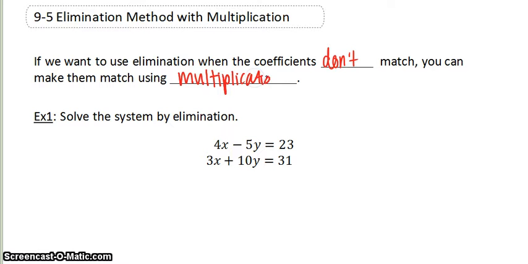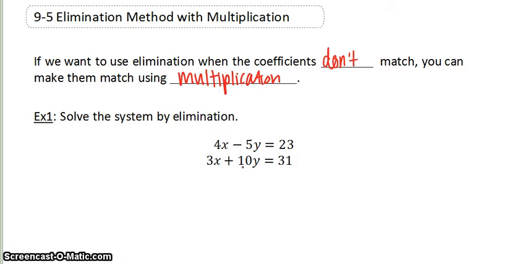So before we had matching coefficients, and we had to either add them because they would cancel or subtract them and then they would cancel. But if you look at this example, hopefully you know the coefficients are the numbers in front of the variable: 4, -5, 3, 10. If none of them match, we can't just add or subtract them and have one of them cancel.